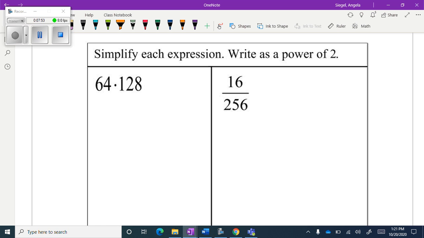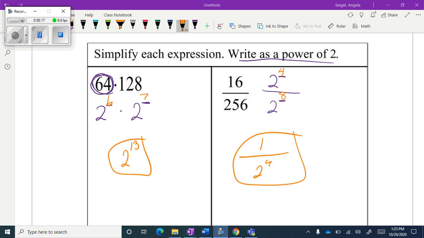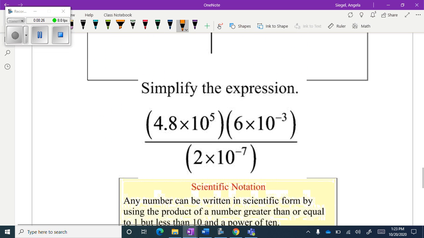Okay, so this one says write as a power of 2. So you're going to ask yourself, maybe play around on your calculator: 64 is 2 to the what power? And 128 is 2 to the what power? So see if you can do both of those. So 16 is 2 to the what power, and 256 is 2 to the what power? Okay, so this is what you should have gotten for these two. Notice the step here. And again, you can totally use your calculator to figure that out.